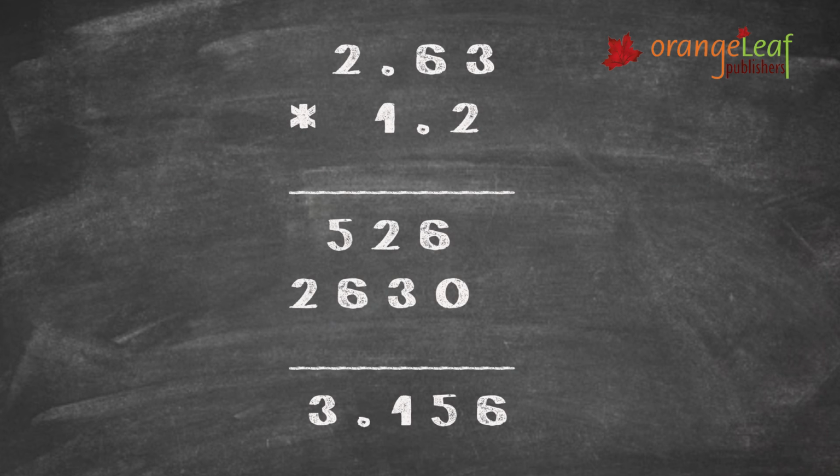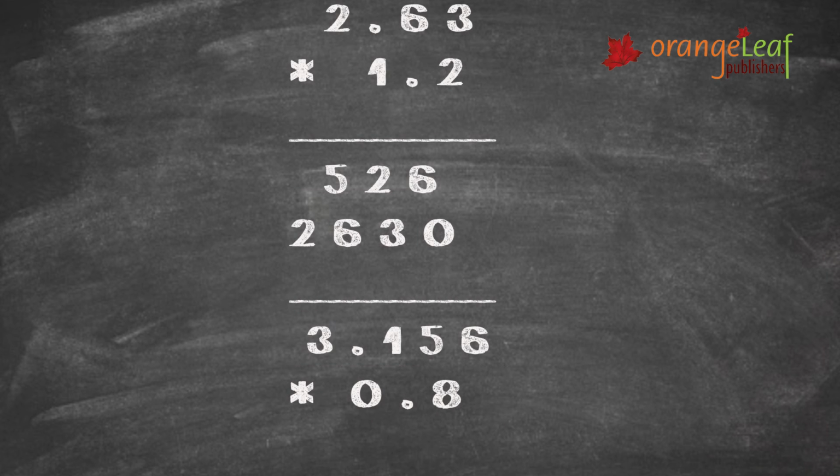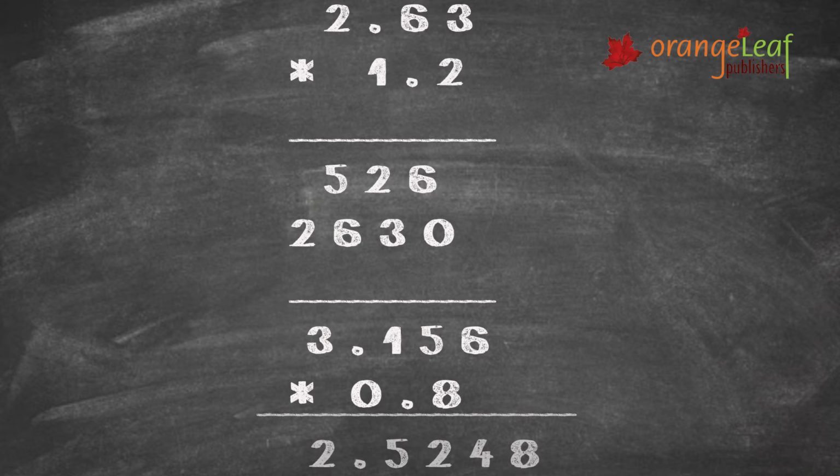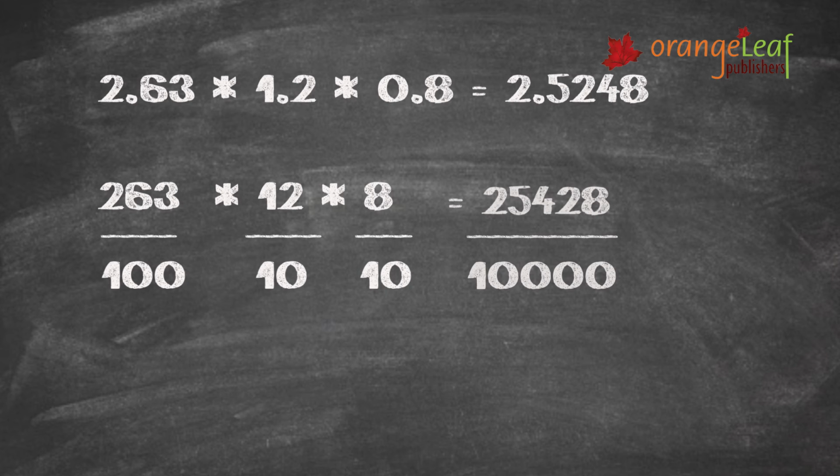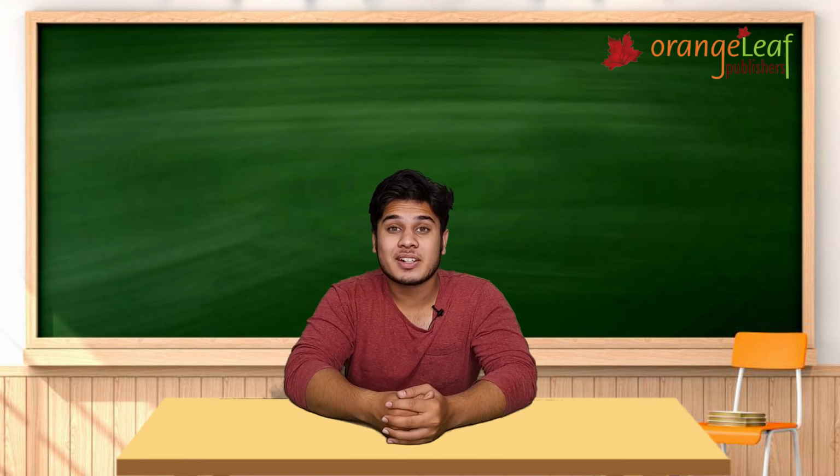We first multiply 2.63 and 1.2. The answer is 3.156. We now multiply 3.156 with 0.8 and get the final answer as 2.5248. Another method to do the same would be to convert the decimal numbers into their fractional forms and multiply them again. I hope you understood that.